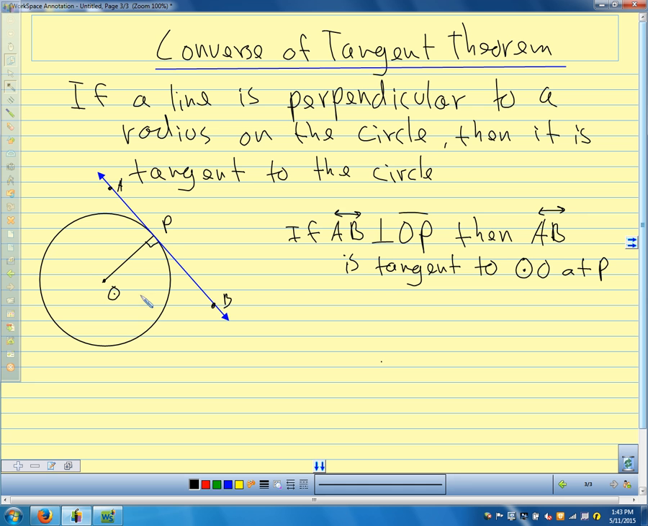So we can use this idea. We can use tangents to decide that we have a perpendicular segment to a radius, and if we have a perpendicular segment to a radius, that guarantees us we have a tangent. All right, we good there? So let's look at a couple more examples.